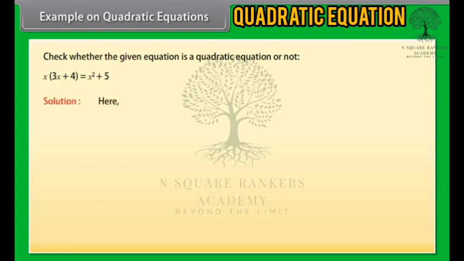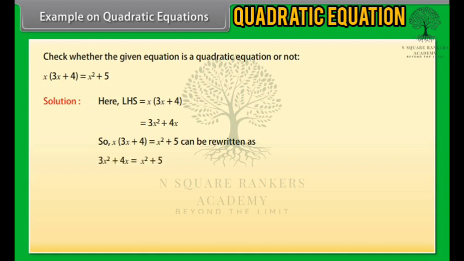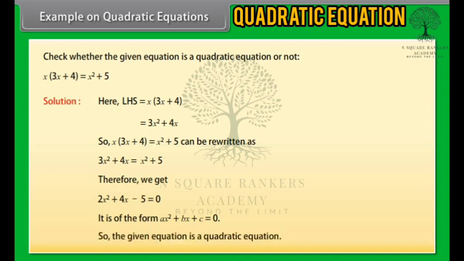Solution. Here LHS is equal to x into 3x plus 4 is equal to 3x square plus 4x. So x into 3x plus 4 equals x square plus 5 can be written as 3x square plus 4x is equal to x square plus 5. Therefore, we get 2x square plus 4x minus 5 is equal to 0. It is of the form ax square plus bx plus c is equal to 0. So, the given equation is a quadratic equation.